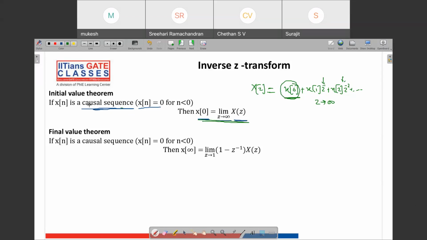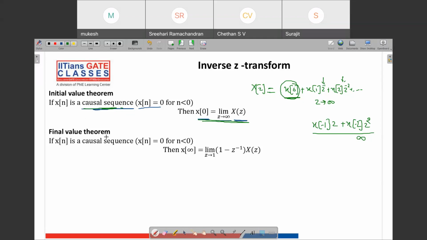Now, why does it have to be causal? Because once it is non-causal, it will have terms like x of minus 1 into z, x of minus 2 into z square, and if you put z tending to infinity in this kind of term, you will get infinity, and that will not give you the correct result. So to apply this initial value theorem, the signal has to be a causal signal.